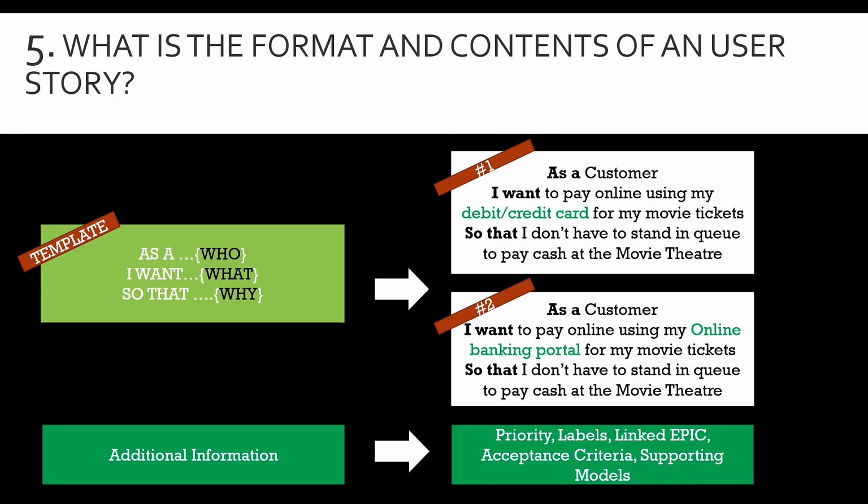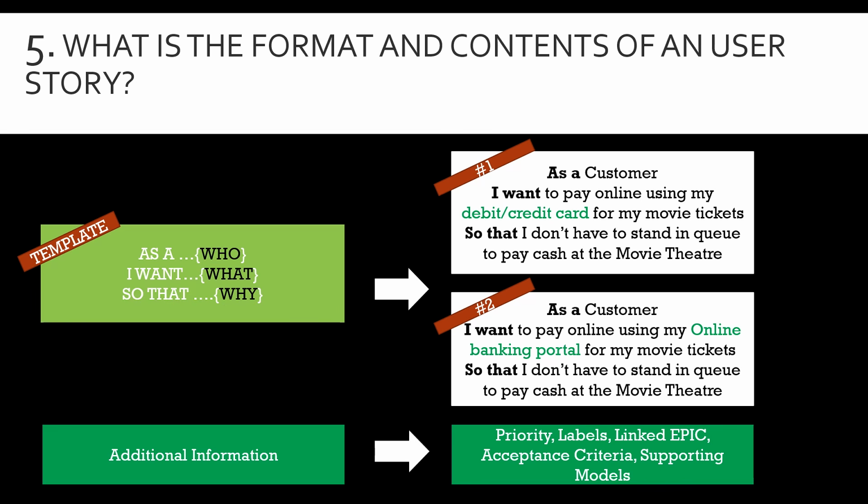What I try to provide as an example is this: the epic spoke about how the customer should be able to pay online, and in these two user stories we are breaking it down further. If you look at the first one, as a customer, I want to pay online using my debit or credit card for my movie tickets.